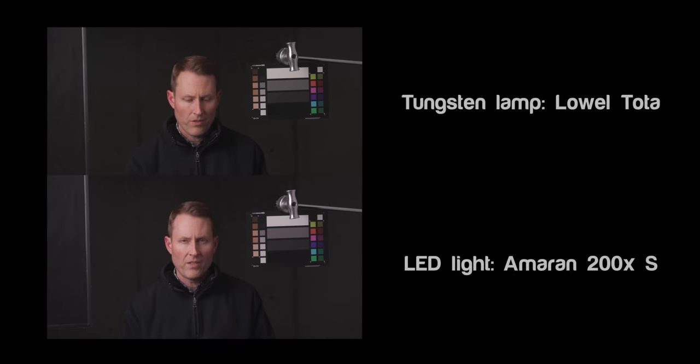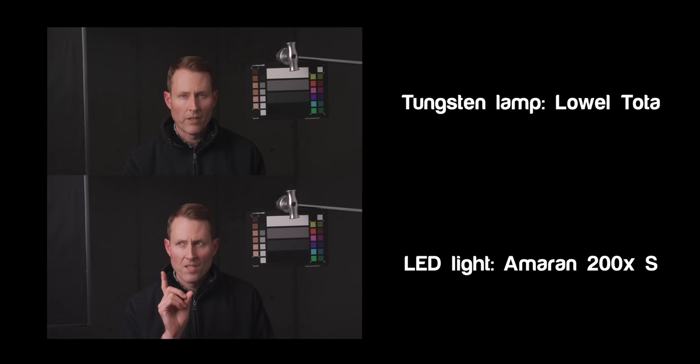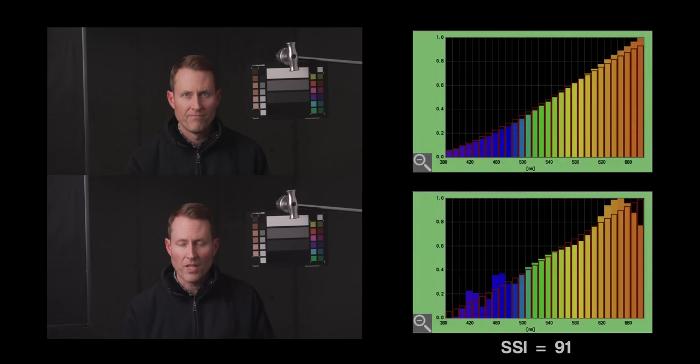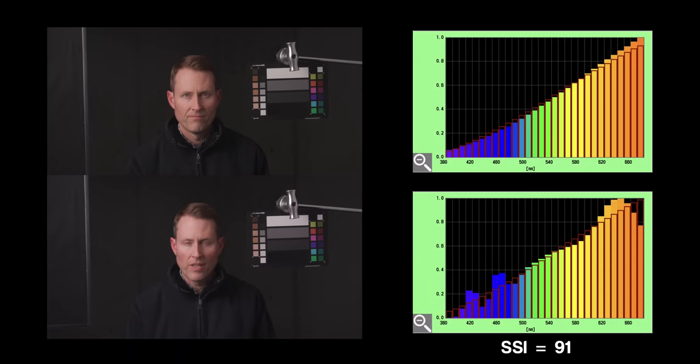So here is our first LED light compared to a tungsten light. And in this case, this is actually the only light I've seen that actually achieves a score of 90 SSI. And this is the Amaran 200XS. It's a bicolor LED light, and we're using it in the tungsten color right now.